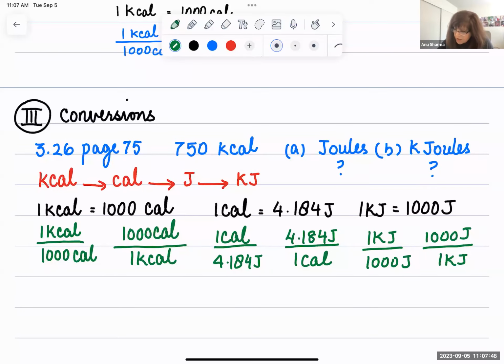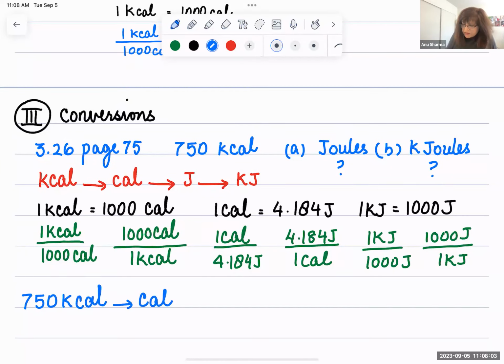Now, which ones are we going to use and which ones are we not? We're going to write down what is given to us. This is given to us: 750 kilocalories. So the first step is to convert that to calories.